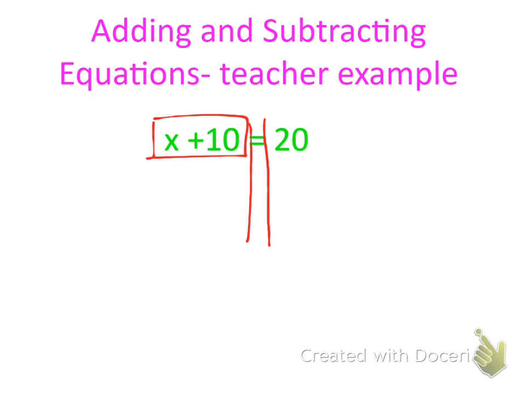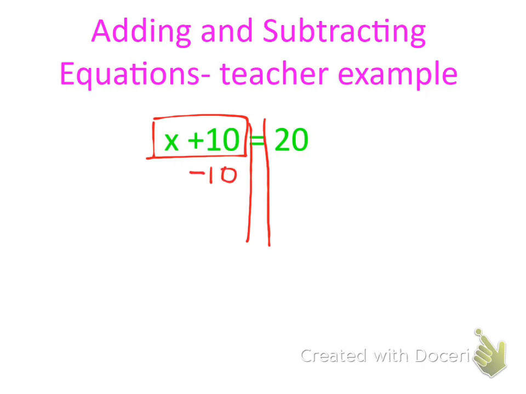Now it said do the opposite. So this problem is a what kind of problem? Addition. So we are going to do subtraction. Remember, our goal is to get this X all by itself, right? So to get rid of this 10, we're going to subtract it. Because it's adding 10, we're going to subtract 10.